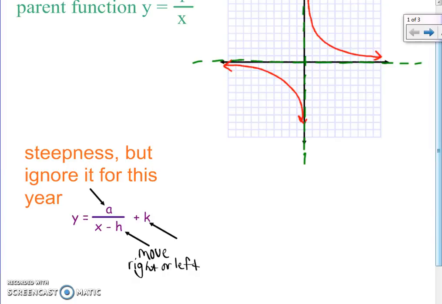And what is this K telling you? Yep. So those green asymptotes that you see on the graph there are also going to shift with this. Questions there? Okay.